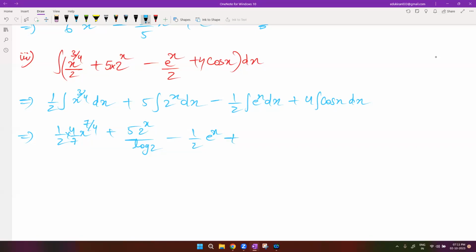Integration of cos x. Anyone? Or sin x. So differentiation of cos x is minus sin x, while integration of cos x is sin x. Remember this. Similarly, differentiation of sin x would be cos x. That is why integration of cos x is sin x, right? And integration of sin x would be minus cos x.